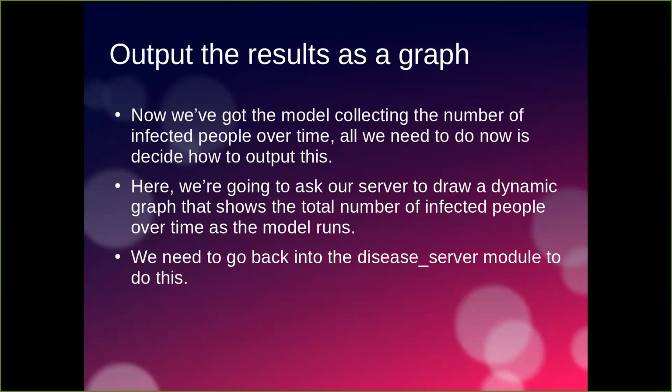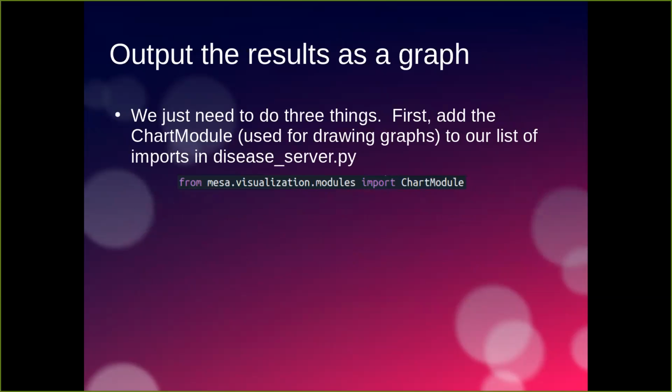All we need to do now is decide how we're going to output it. Just for the purposes of demoing this, I'm going to get it to draw a dynamic graph that plots the number of infected people over time as the model runs. So I'd go back into the disease server to do that, and I simply need to change three things. I'm first going to add a chart module import to my list of imports, so that allows us to draw graphs as one of our visualizations.